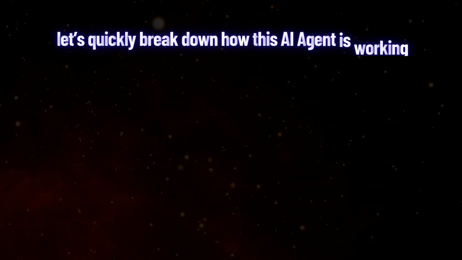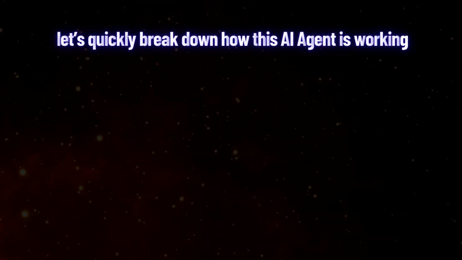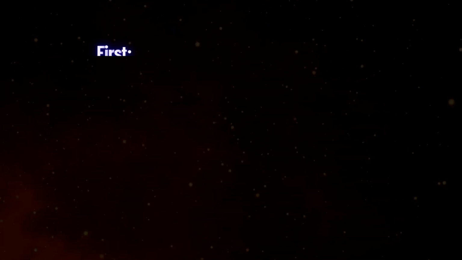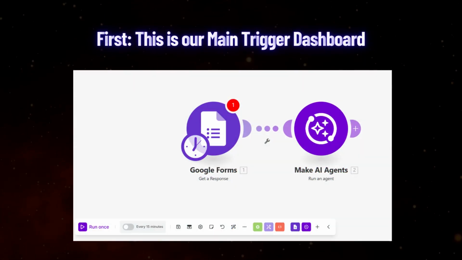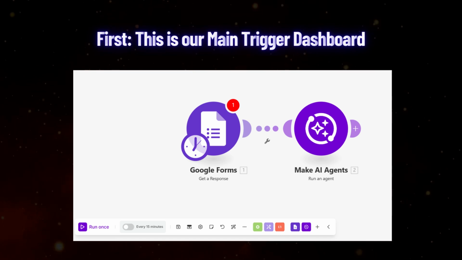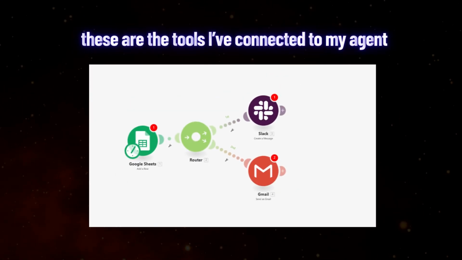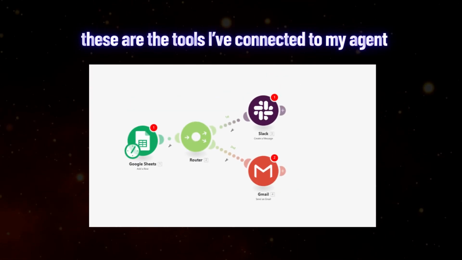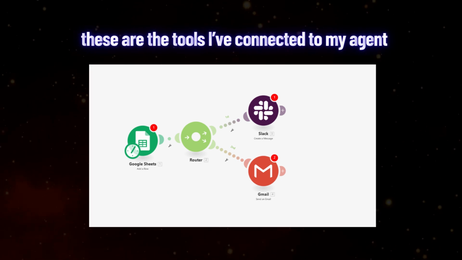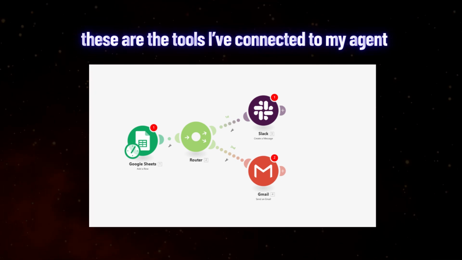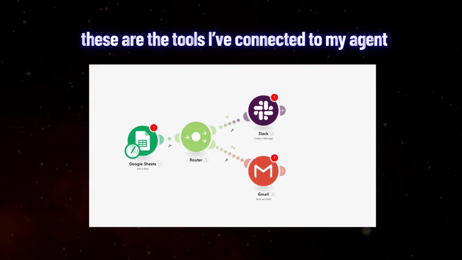Alright, let's quickly break down how this AI agent is working. First, this is our main trigger dashboard. Whenever someone fills out this Google form, it instantly triggers our AI agent to start working. Next, these are the tools I've connected to my agent. I'm using Google Sheets to store order details, Gmail to send a confirmation email, Slack to notify my team.